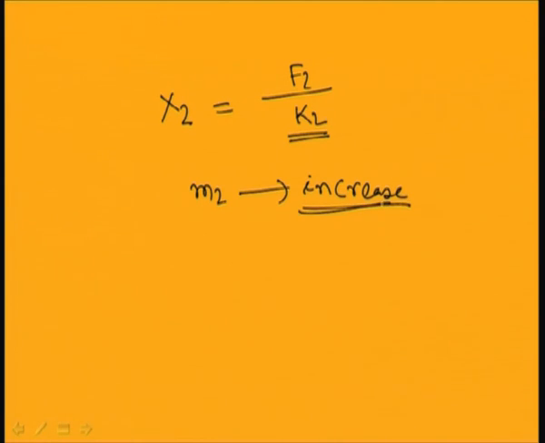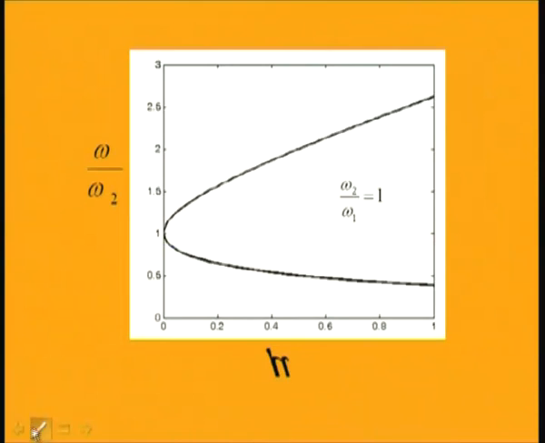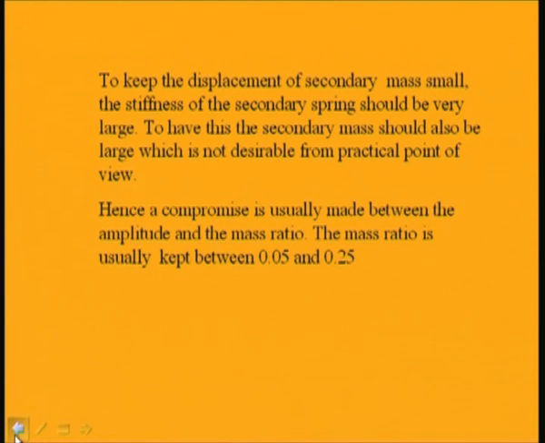Already I told you, to have a smaller value of x2, which is equal to f by k2, you have to increase the stiffness. To increase the stiffness, you have to increase the mass m2. So, to increase the secondary mass, the secondary system will have a very huge mass, and that will be the limitation of the vibration absorber. So, one has to compromise on this value of the mass m2. The mass ratio is usually kept between 0.05 and 0.25. By keeping this mass ratio between 0.05 and 0.25, x2 can be limited to a certain extent and x1 can be made 0.